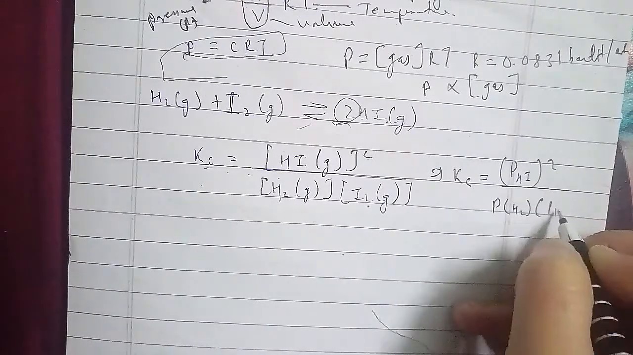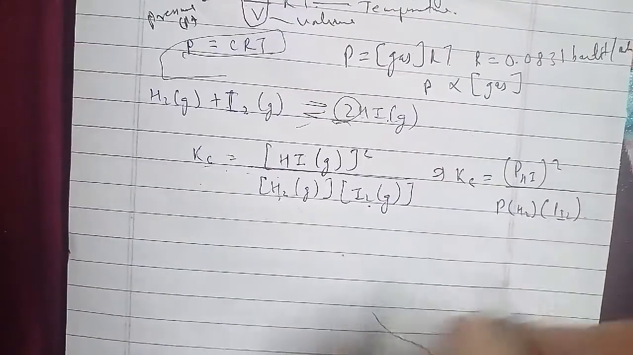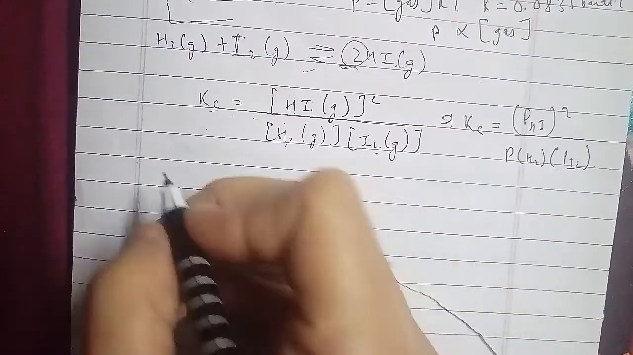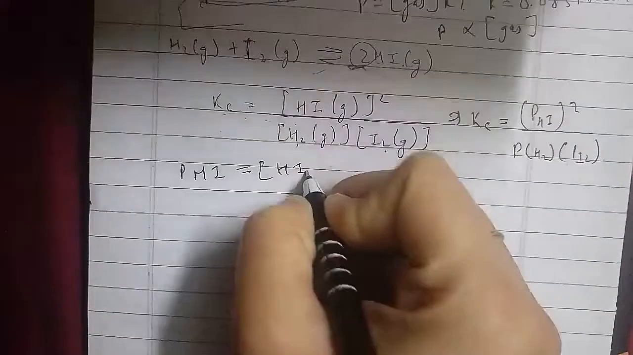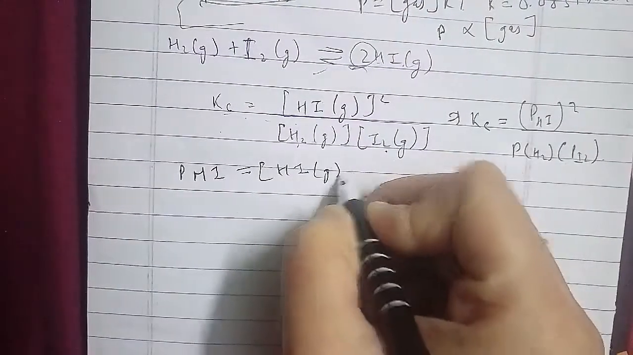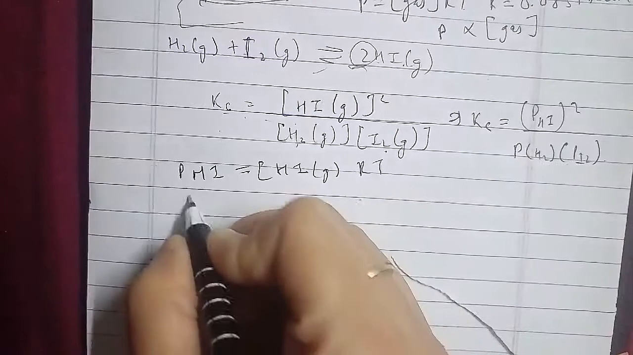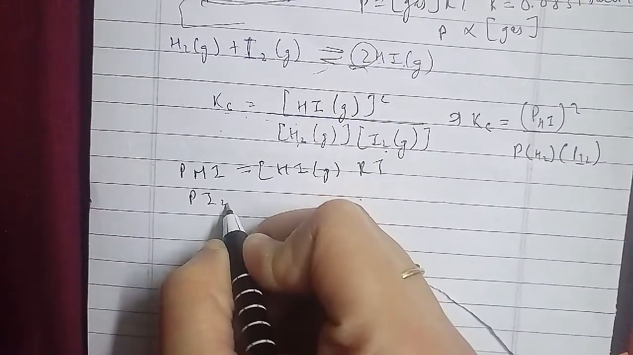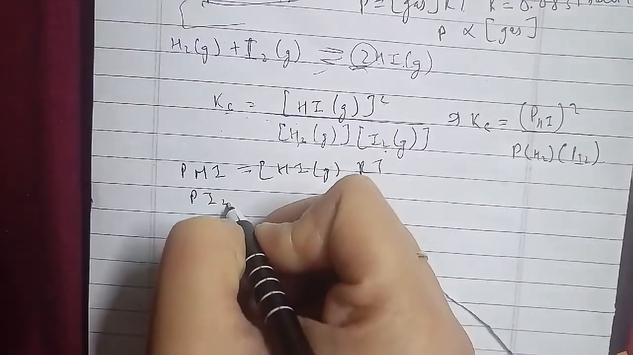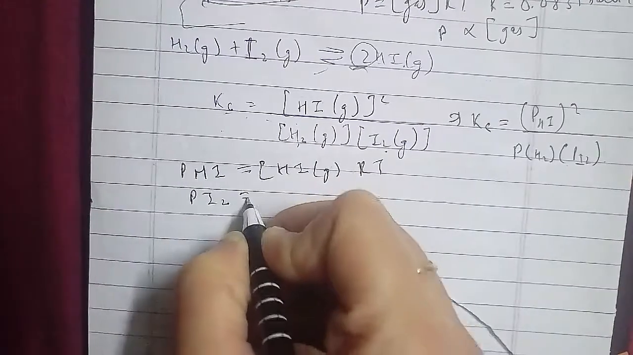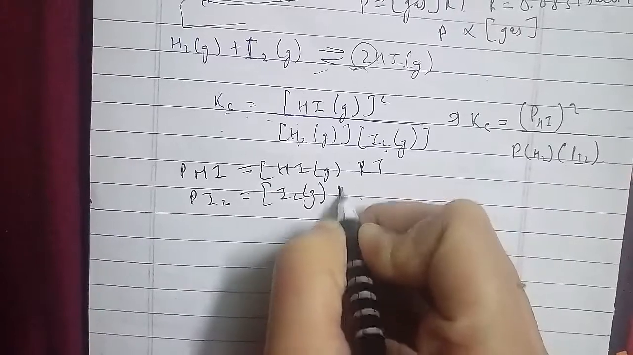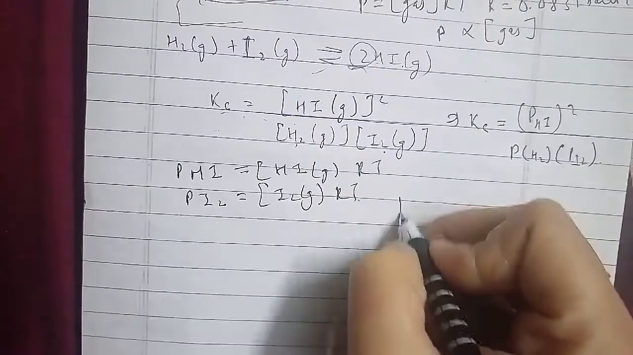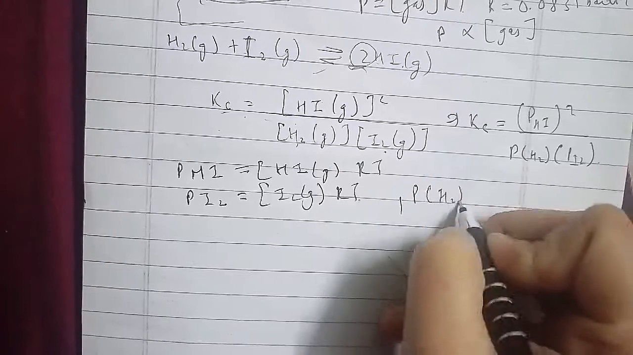And for P of I2, and P of H2 as well: for P of I2, we have [I2] gas, and then RT. And for the same case, P of H2 is [H2] in the gas state, and then RT here. Therefore we can write Kc equals P of HI, whole squared, upon P of H2 and P of I2.